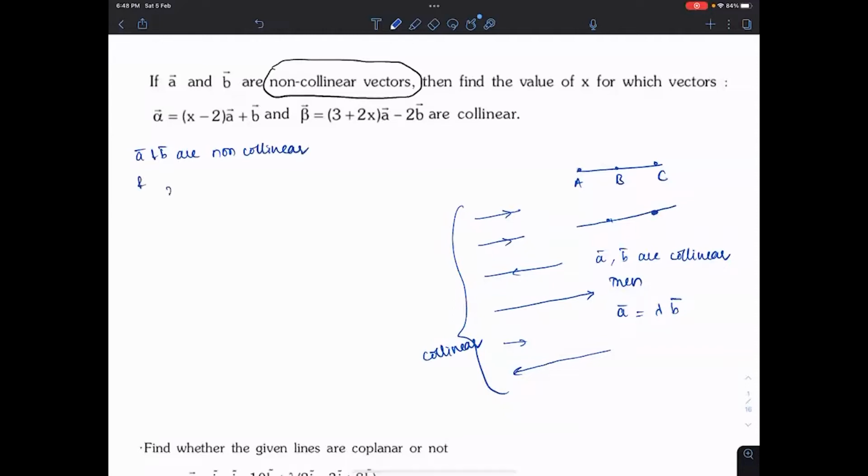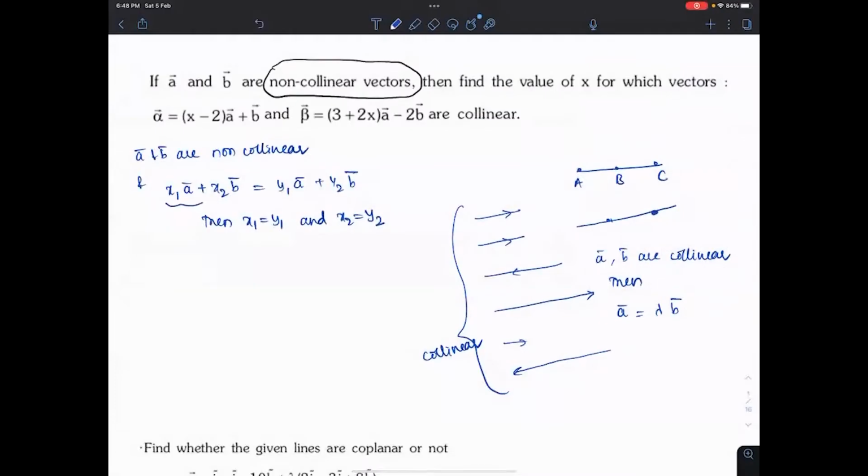and x1 times A bar plus x2 times B bar is equal to y1 times A bar plus y2 times B bar, then x1 must be equal to y1 and x2 must be equal to y2. Okay. What does it mean? What is this called? There is a term for this. This is called linear combination. Linear combination of A bar and B bar.